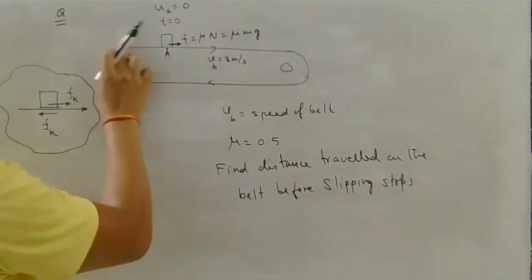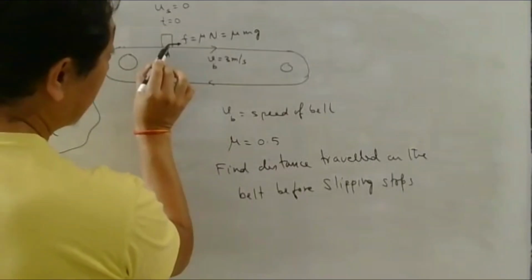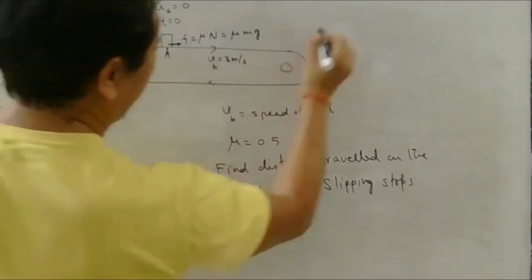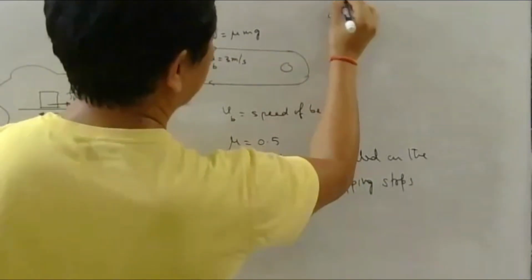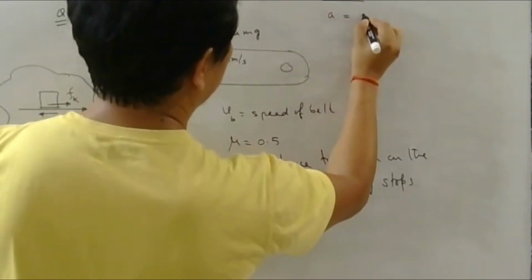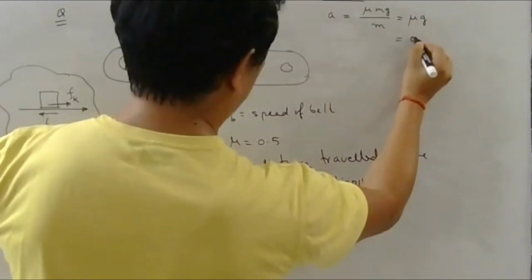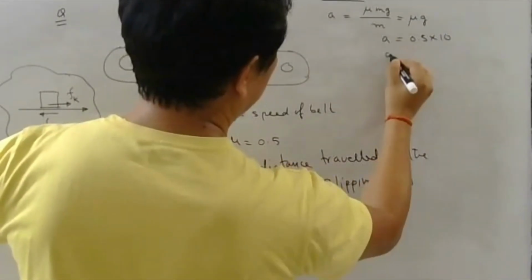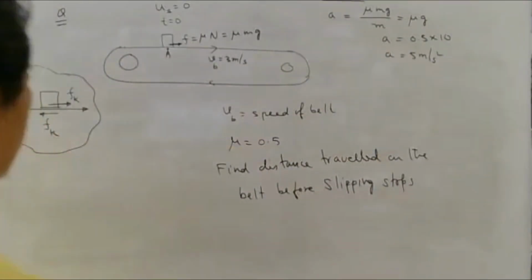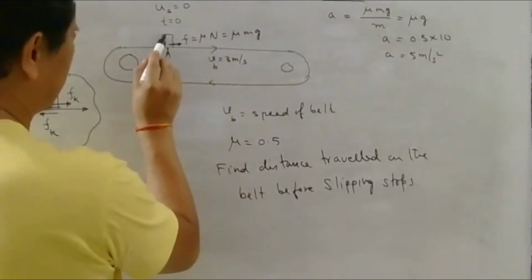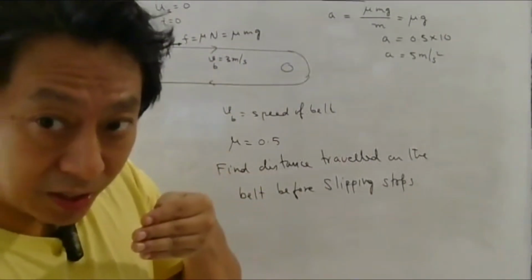But let me do the problem from ground frame only. So remember at t equals 0 the block was here, then it experiences force friction this side. So acceleration of the suitcase will be equal to force divided by mass, which is 0.5 into 10, which is 5 meter per second square. Okay, now because of that acceleration, its velocity will increase. Remember, starting velocity of suitcase was 0. So it will start increasing.